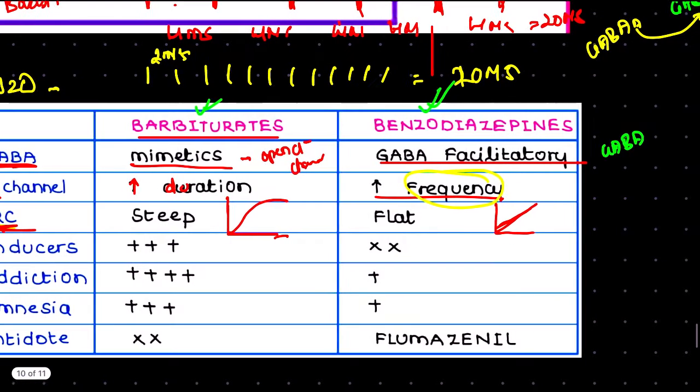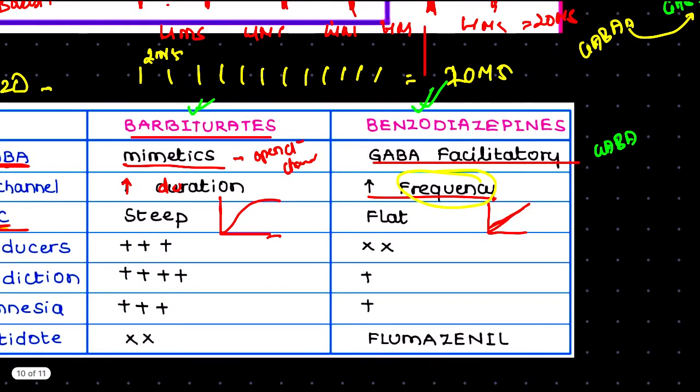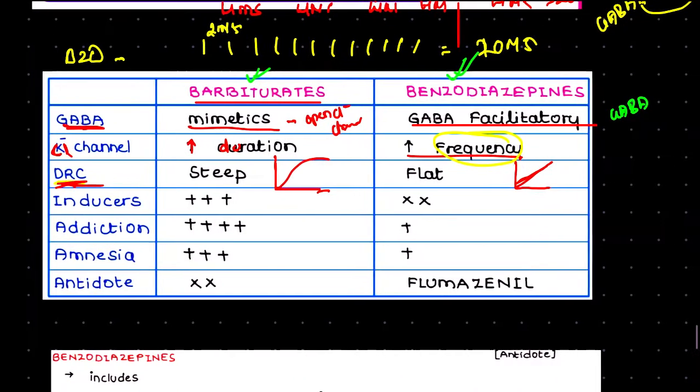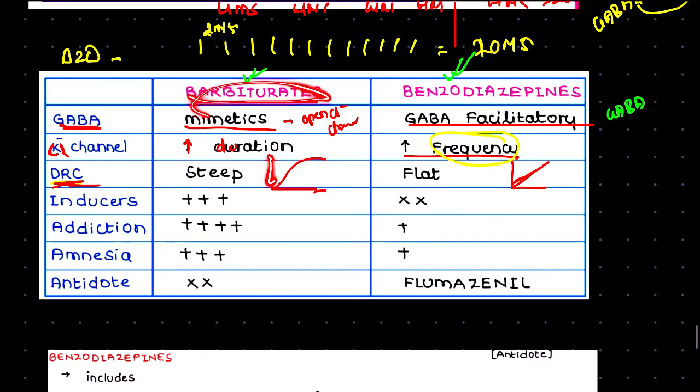But in benzodiazepines we can see that the response will increase progressively with dose. So the barbiturates are not safe drugs compared to benzodiazepines.